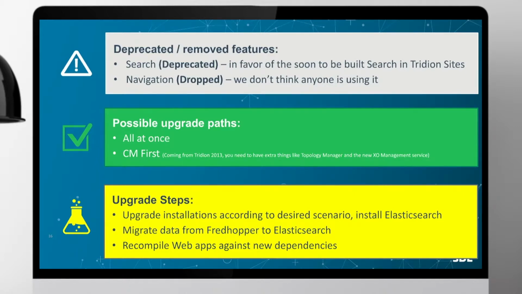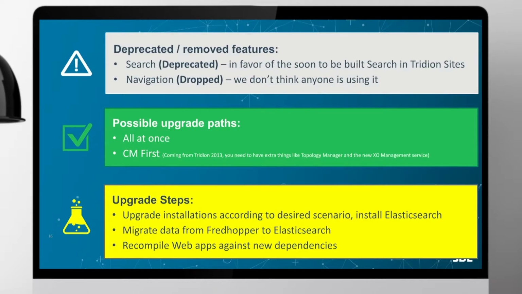And then the other feature is called navigation. We decided to drop it because in the first place we don't think anyone is using it, and secondly, if we look at what that navigation functionality actually did, we think that there's better ways to actually build the navigation. You don't necessarily need Fredhopper for it. So if any one of you has heard that anyone is actually using this, then we would love to know.